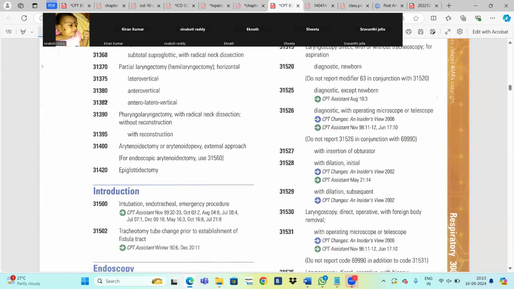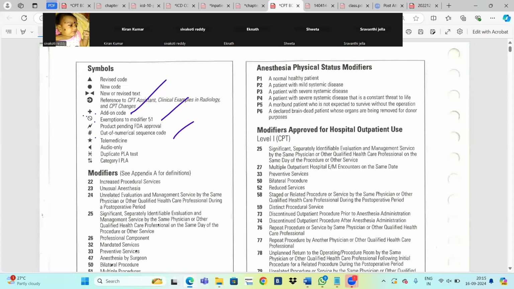Out of sequence means the code doesn't follow the sequence. Sequence 2, 3, 4, how you write. Suppose after 4 you get 7, then the 5, 6 sequence is missing, right? Those 5, 6 numbers you will get somewhere else. Clear?